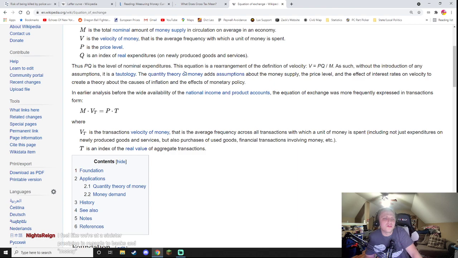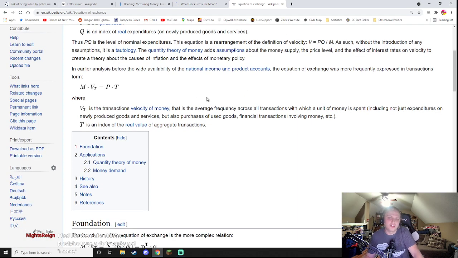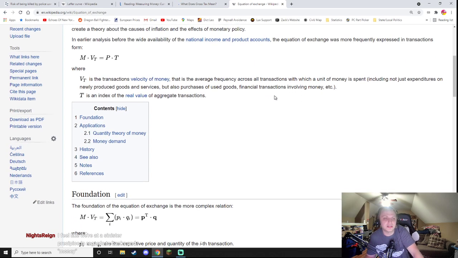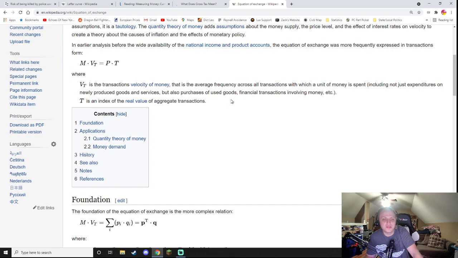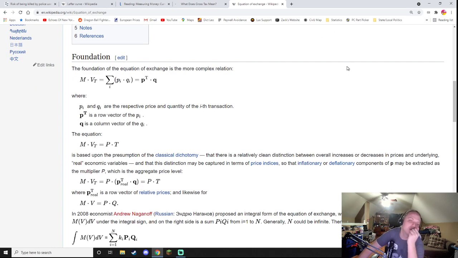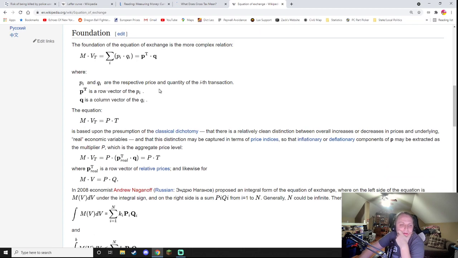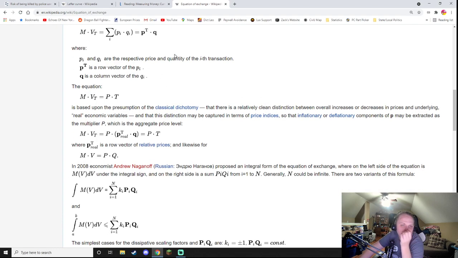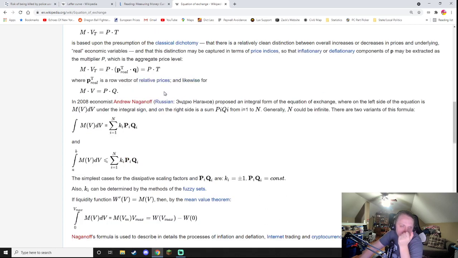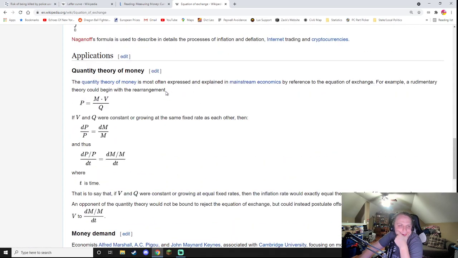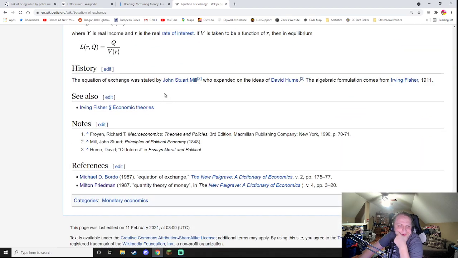What do you mean? In earlier analysis, before the wide availability of the national income and product accounts, the equation of exchange was more frequently expressed in transactions form: M times VT equals PT, where VT is the transaction velocity of money. Okay. The foundation of the equation of exchange is a more complex relation. M times VT, I can't remember what that means. Or Pi and Qi, the respective price and quantity of the ith transaction. PT is a row vector of the Pi. Okay. Applications: quantity theory of money, money demand, history.